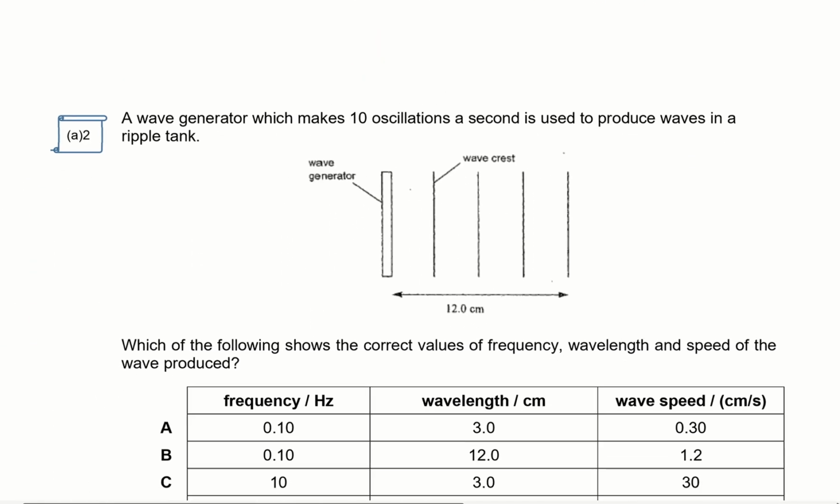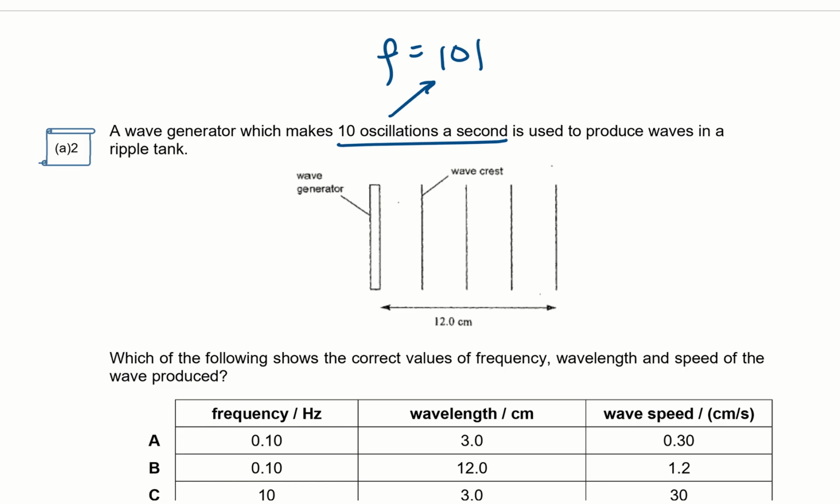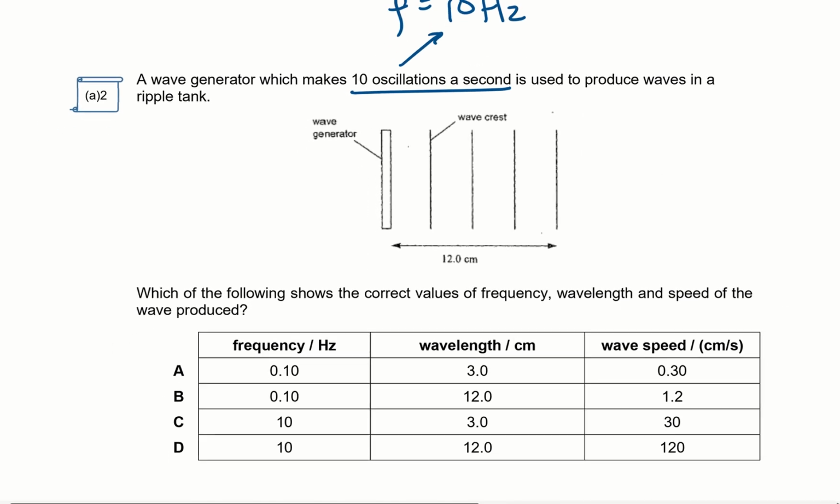Let's go through one more example. A wave generator makes 10 oscillations a second. This is important. 10 oscillations a second means there are 10 complete waves, which means the frequency is 10 Hertz. In 1 second there are 10 complete oscillations. It's used to produce waves in a ripple tank. Which of the following shows the correct values of frequency, wavelength, and speed? Again, map all the physics quantities. I already have my frequency, which is 10 Hertz, so the answer is either C or D.